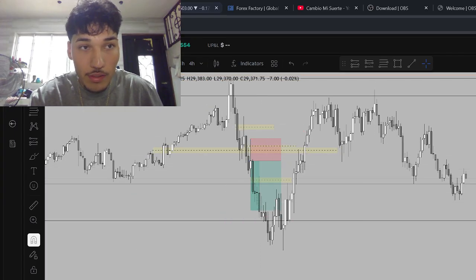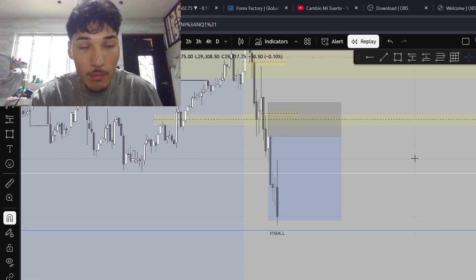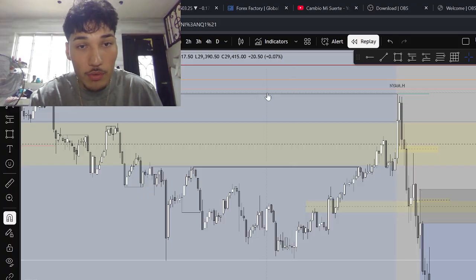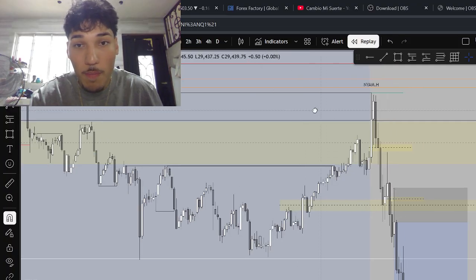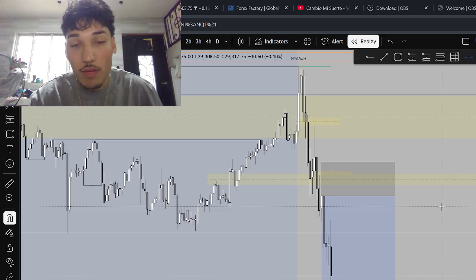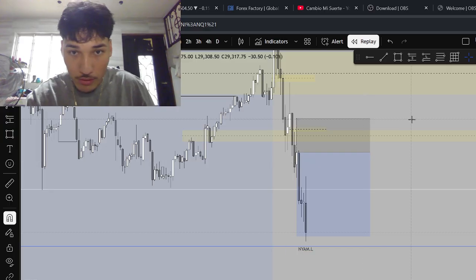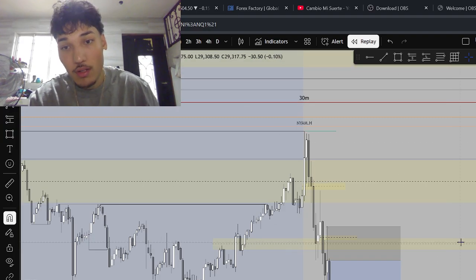Really easy, simple day. Maybe it's a little confusing for a lot of people because we do have this hourly, we do have these equal highs in every single time frame. But if we're not going to get it right now, then we'll just get it later. And then you can look for continuation longs to the equal highs.